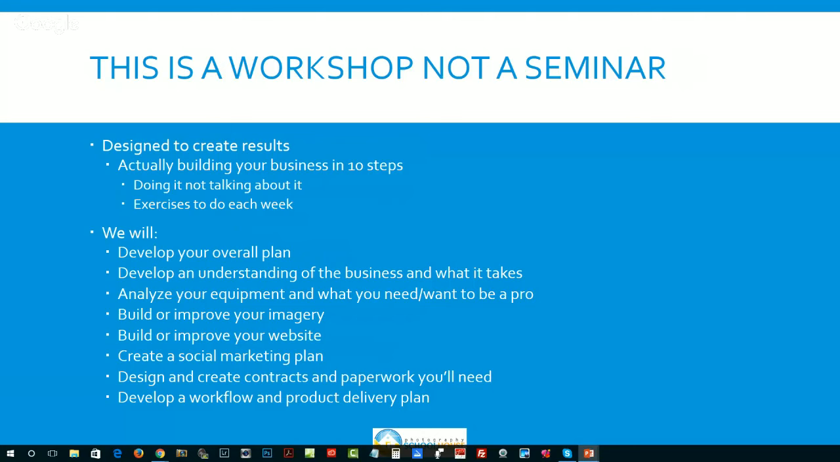So we're going to develop our overall plan, understanding of the business and what it takes to do it in today's marketplace. Analyze whatever your specific equipment is. So if you want to talk about what kind of cameras you have, and again, I'm not really concerned about brands, what kind of lenses you have, what you want to be pro and to be reliable in this business. How to improve your imagery. Your website, which is an all-important part of doing the wedding business. And as I mentioned before, we're going to really get into social marketing and bridal shows in a big way.